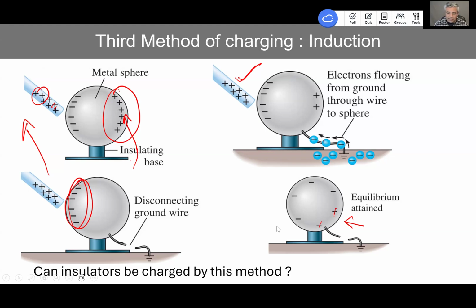So we cannot charge an insulator using this method because these electrons, this has to be a conductor. Okay, so if you want to charge an insulator, the best bet is just friction. Okay, and a little bit of polarization, we can do that, but not a lot of charge we can put on an insulator.